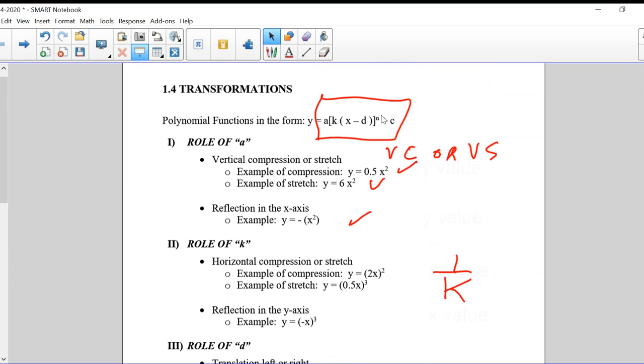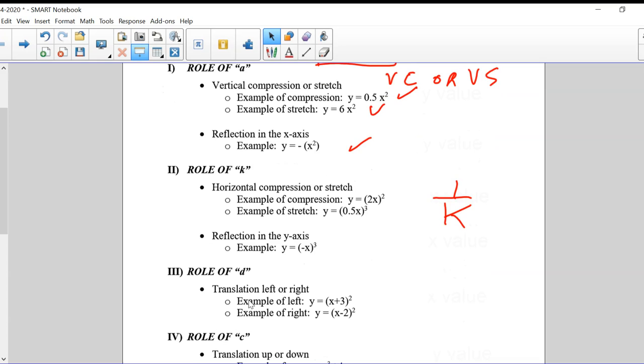Not what's on the end, the d inside the bracket. If that d is like a +3, I'm actually shifting. It's called a horizontal translation. You're actually shifting or translating to the left by 3. That's what this is doing. If it's a minus inside the bracket, you're actually shifting to the right. That's why horizontal is sometimes difficult to get your head around, because it's always the opposite of what you expect. A plus shifts to the left and a negative shifts to the right.